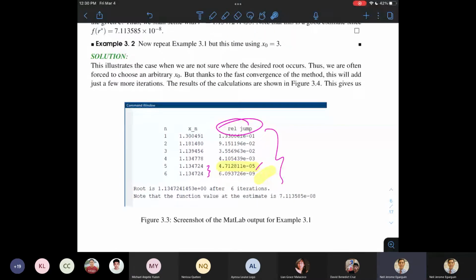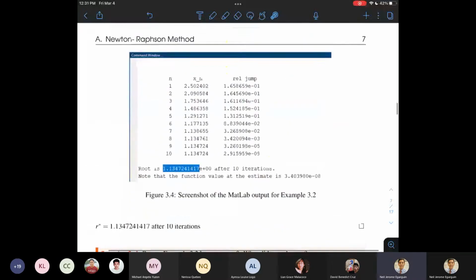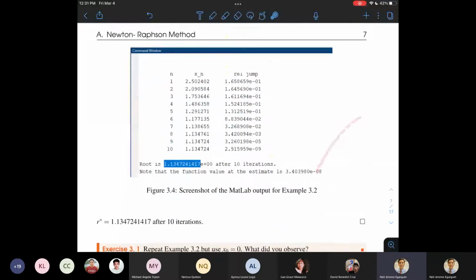1.5 yung x sub 0 natin kanina. Gawin naman nating x sub 0 equals 3. Ito yung initial guess. Now, if we do that, we'll get this results or this data. It will take us 10 iterations before we get an insignificant change in our estimates. Medyo natagalan lang siya ng konti, but napunta pa rin siya doon. All right? Nadagdagan lang ng ilang iterations.